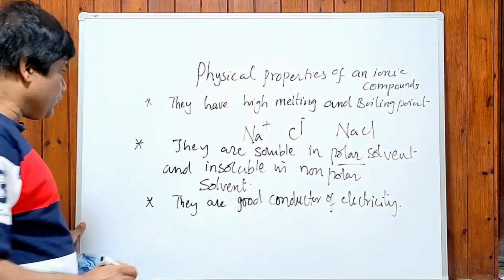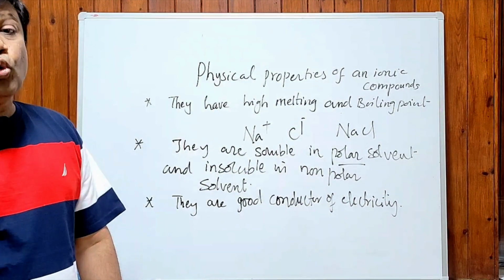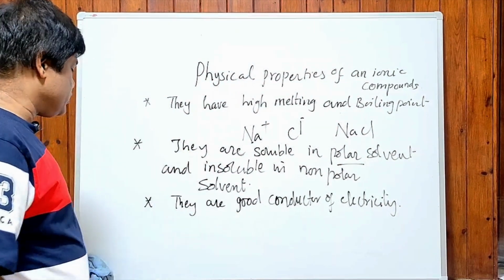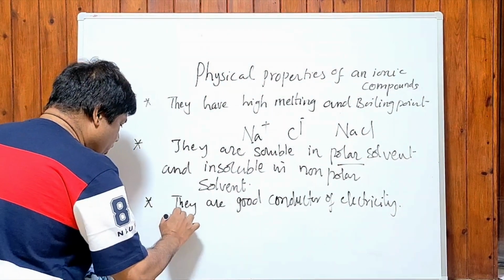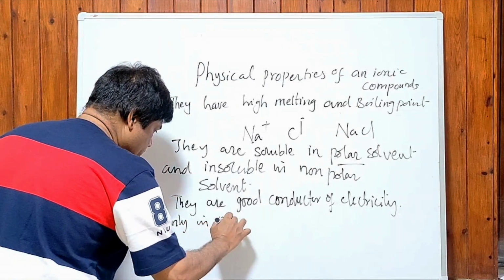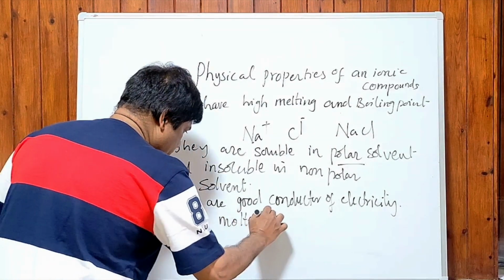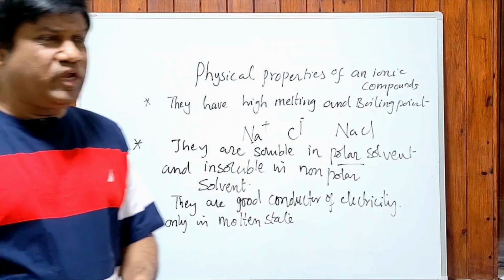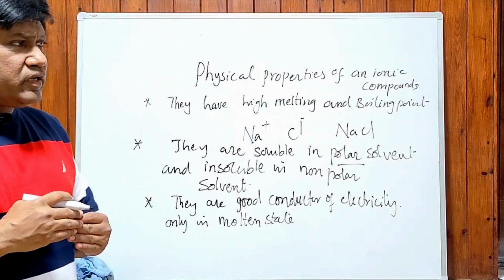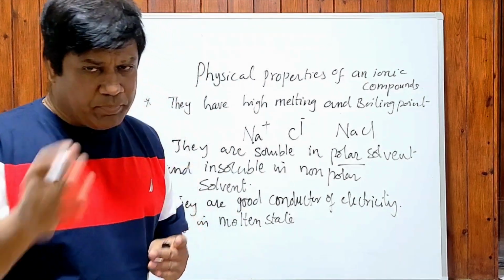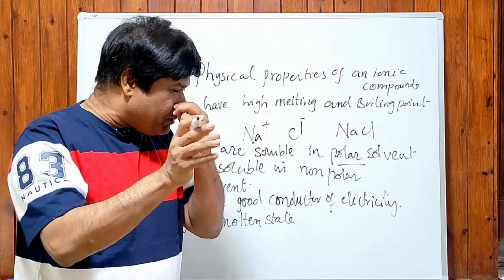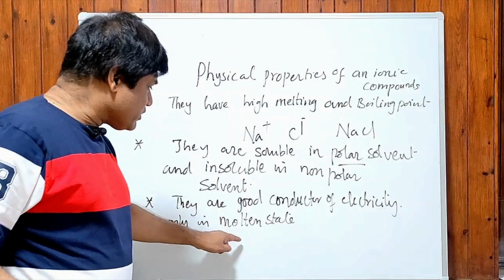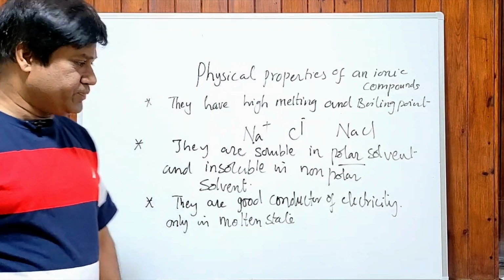When are they good conductors of electricity? Only in molten form and in aqueous condition. Only in the molten state. The molten state is just like a paste. When you heat the solid, it cannot directly convert into vapor form, that's called sublimation. It forms a paste-like, jelly-like state. This state also conducts electricity.